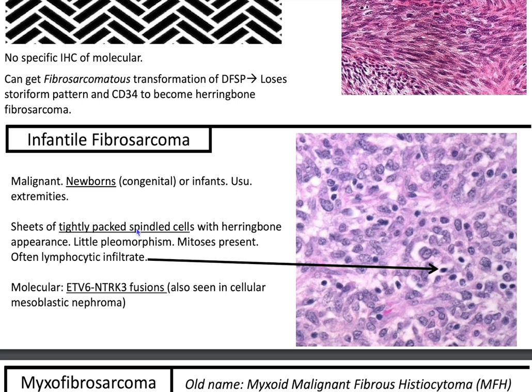Infantile fibrosarcoma. The classic presentation is newborns or infants with a rapidly growing tumor on the extremities. This is malignant. Histologically, you'll see sheets of tightly packed spindled cells with herringbone appearance, little pleomorphism, often a lymphocytic infiltrate. If you're unsure, you can send for molecular, and it will have the t(12;15) ETV6-NTRK3 fusion. The t(12;15) is also seen in cellular mesoblastic nephroma as well.